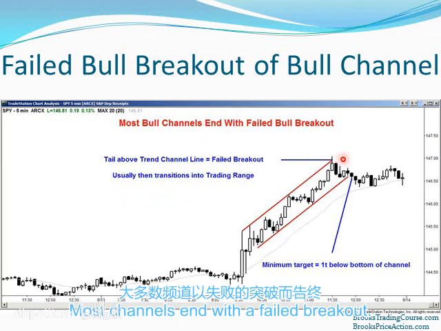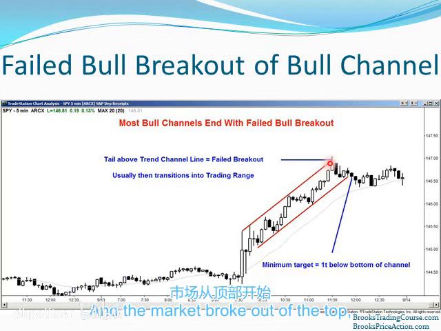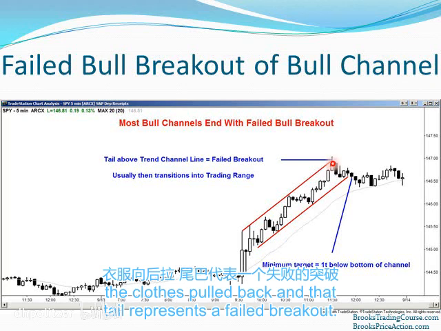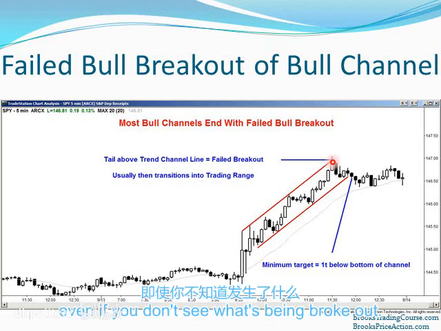Most channels end with a failed breakout. So here we have a bull channel, and you draw the trend channel line along the top, and the market broke out of the top, but it did not close up there. The close pulled back, and that tail represents a failed breakout. Remember, every tail is a failed breakout, even if you don't see what's being broken out.